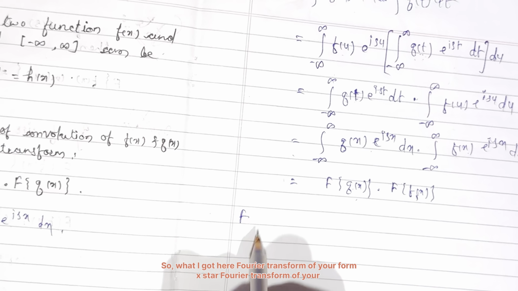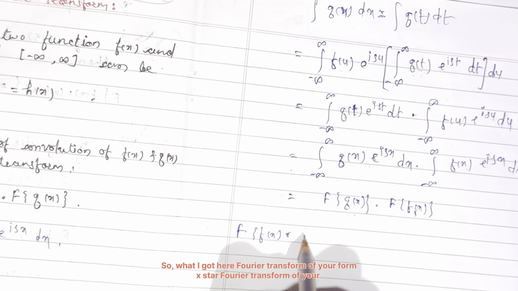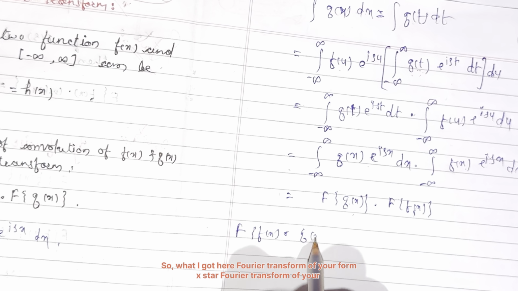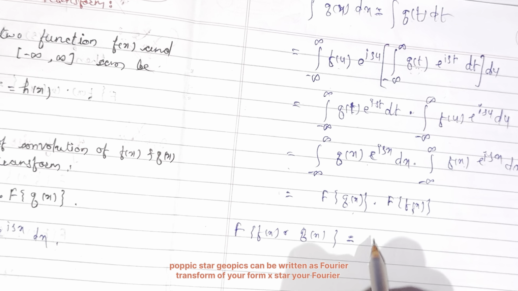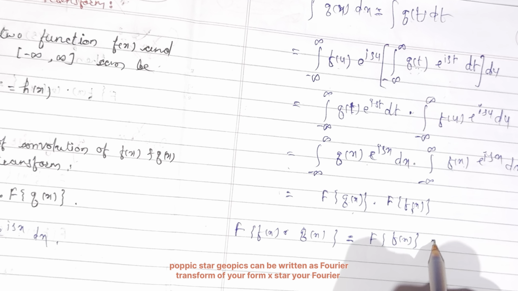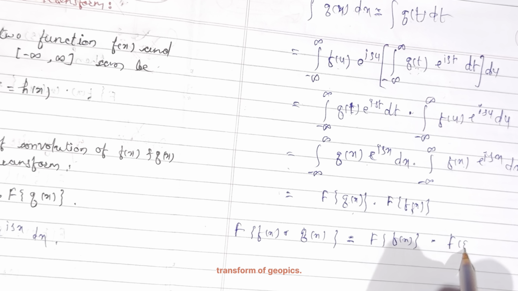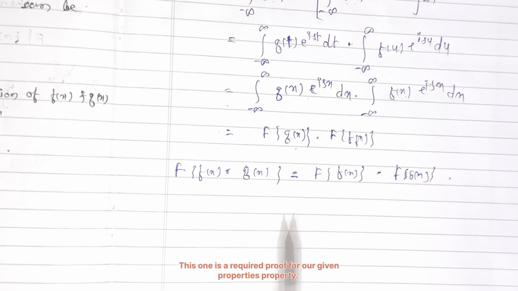So what I got here is that the Fourier transform of f of x star g of x can be written as the Fourier transform of f of x times the Fourier transform of g of x. This is our required proof for the given property.